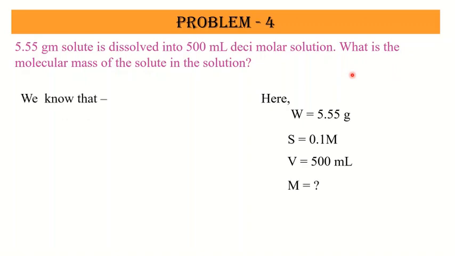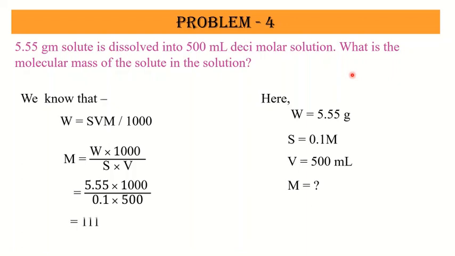Here we know that M equals W into 1000 divided by S into V, and after putting the values it comes 111. So the molecular mass of the component is 111. Dear students, look here, what is the molecular mass of the solute? So it will be only 111, but if it asks what is the gram molecular mass of the solute, then you should write 111 gram.